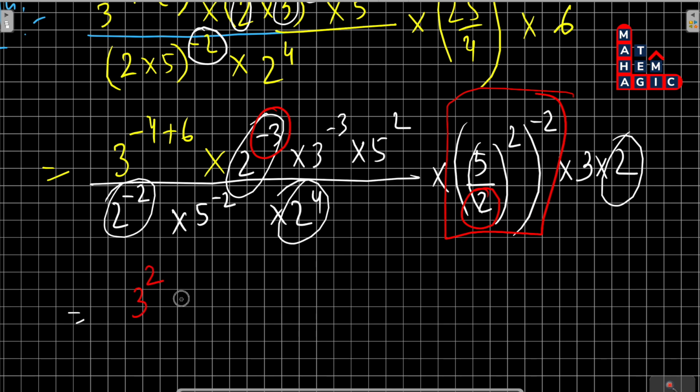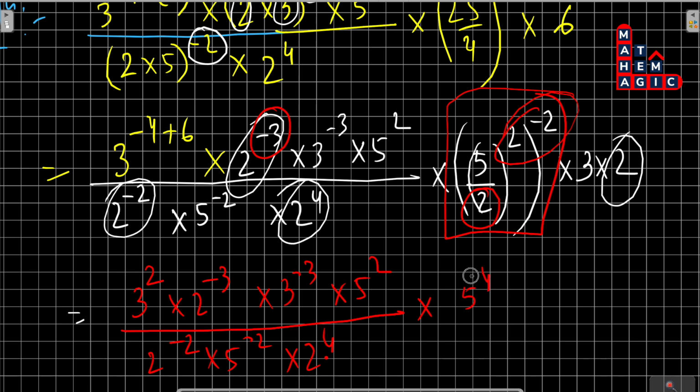All right, so it's 3 to the power plus 2. Let it be like this, I'm not going to change anyone. Okay, it's 2 to the power minus 2, and then 5 to the power minus 2, and then 2 to the power 4. And if I now see, there are multiple powers, so it's 2 into minus 2, it's minus 4. So it's basically 5 to the power minus 4 divided by 2 to the power minus 4 into 3 into 2. Let it be exactly like this.